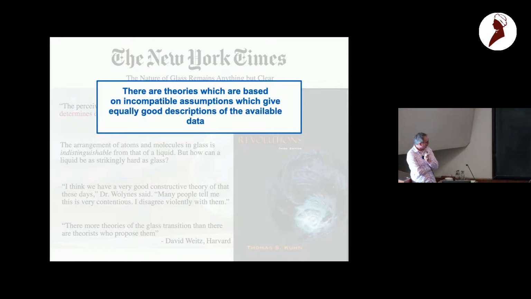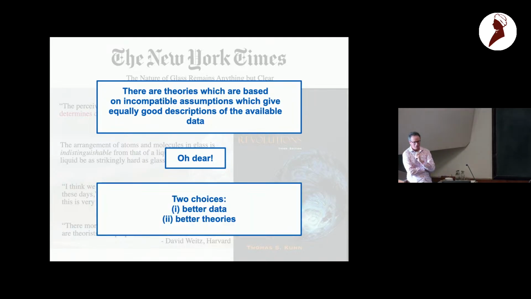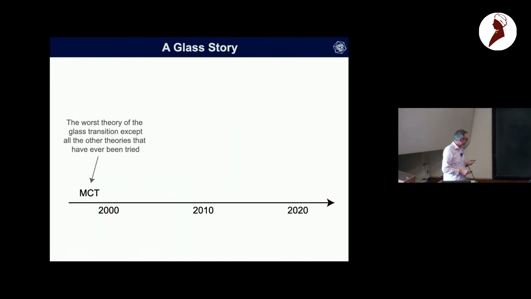And so why is this? This is because there are theories which are based on incompatible assumptions which nevertheless give identically good descriptions of the available data, which is not really a great situation. So what can we do? We either have better data or better theories. And I will look at the top.